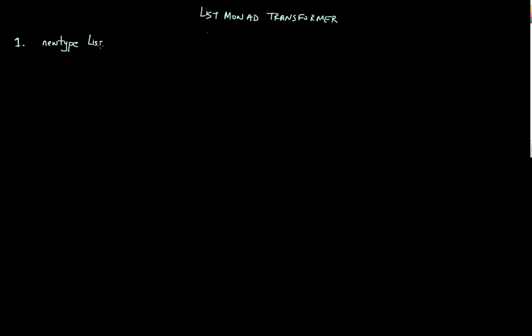And I'm just going to call this ListT m a, and this is equal to ListT. You can think of ListT over here acting as my type constructor. ListT is acting as my type constructor, and this is equal to the value constructor, which is ListT, and it has one field, and let's call this field runListT.